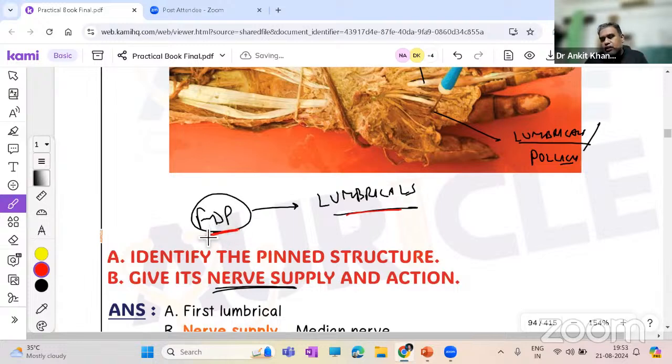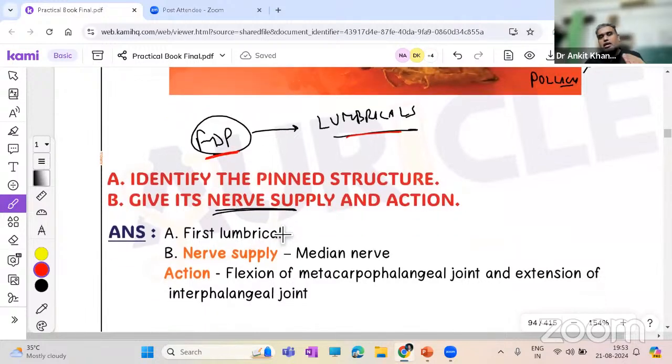So FDP, the lateral part is supplied by median nerve branch. Therefore, lumbrical over here is also supplied by median nerve. Action again, action of the lumbrical is pen holding position. Suppose I'm holding the pen.